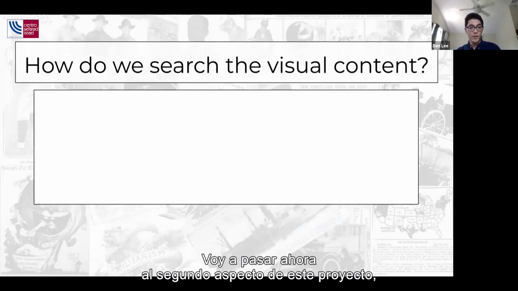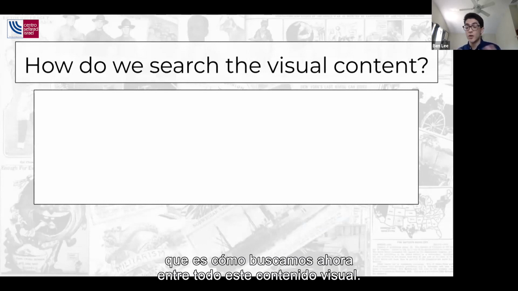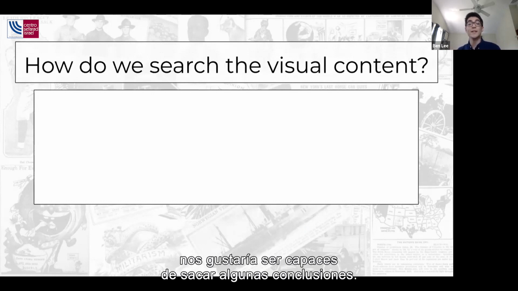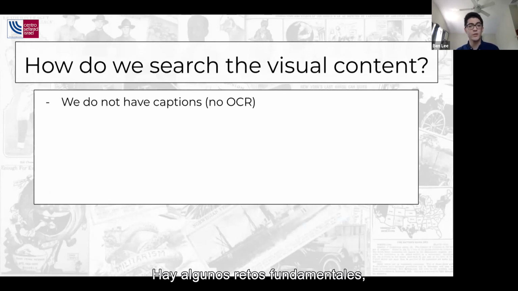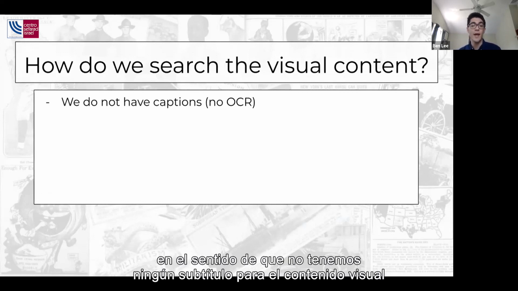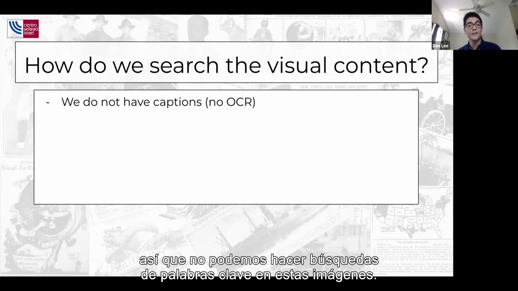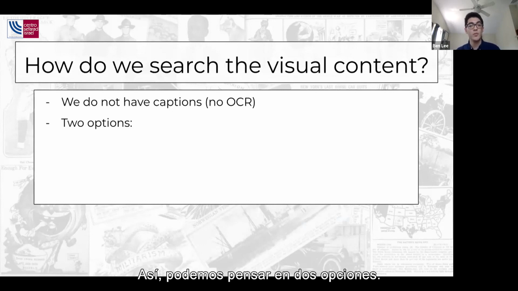So now let me turn to the second aspect of this project, which asks, how do we now search over this visual content? If we now have tens of thousands of advertisements, we'd like to be able to draw some insights. And here there are some fundamental challenges in the sense that we don't have any captions for the extracted visual content because, of course, we don't have reliable OCR, which means that we can't really do keyword search over these images. And so there are really two options we can think about.